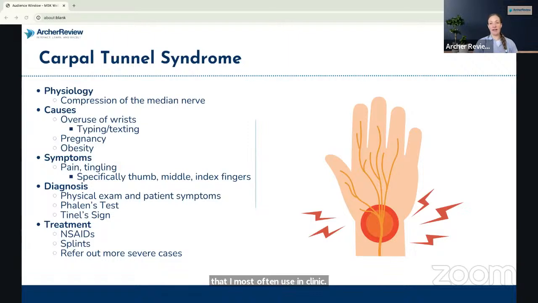If it's positive, you can always order imaging, but this can be just a clinical diagnosis based on the history and these positive signs. It's pretty sure shot that's what's going on. So what we do for these patients who have something like this is, again, NSAIDs, decreasing inflammation, but splinting. So we can splint a lot of times just at nighttime, and that can be super, super helpful just to keep that wrist from collapsing on itself, okay?